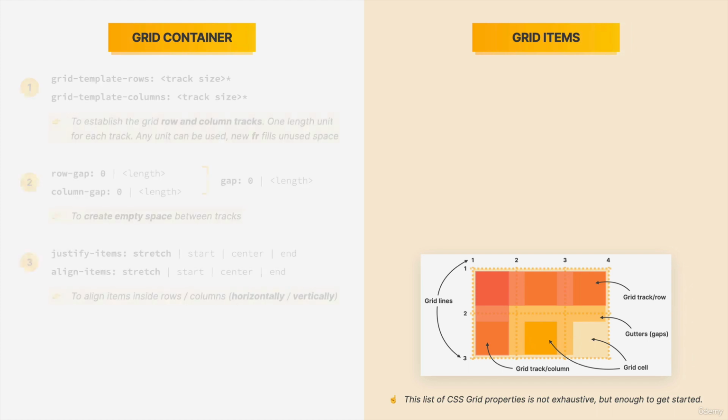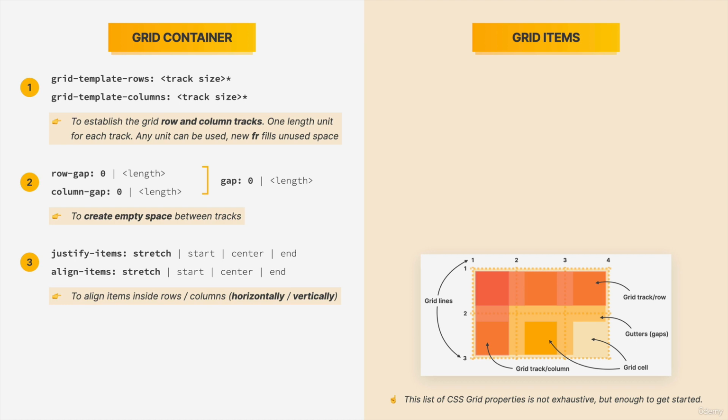And starting with the properties for the grid container, the most important ones are grid-template-rows, grid-template-columns, the column-gap and row-gap, which together make up the gap property, and then also justify-items and align-items, which we can use to align the items inside rows or inside columns. So in other words, horizontally and vertically. So just like before, I have the default value for each of the properties and a short description.